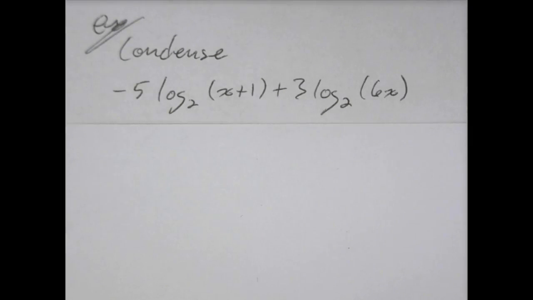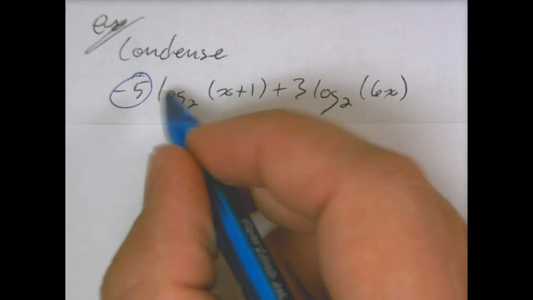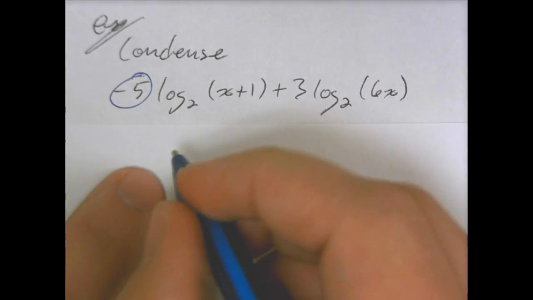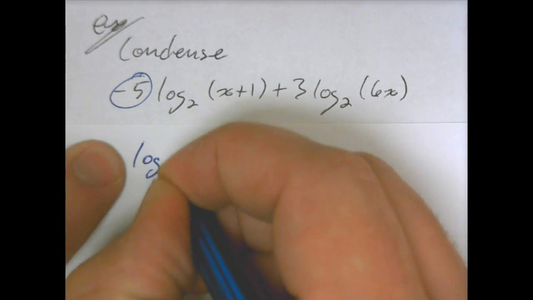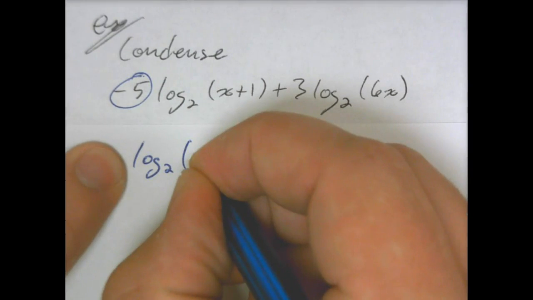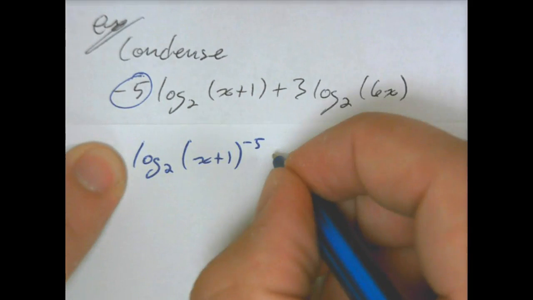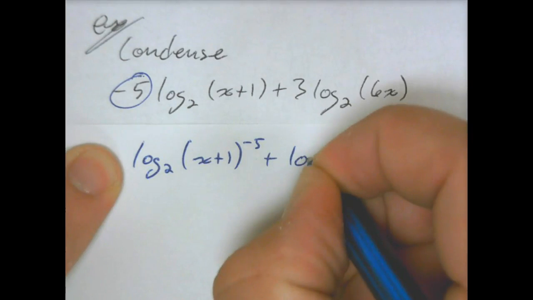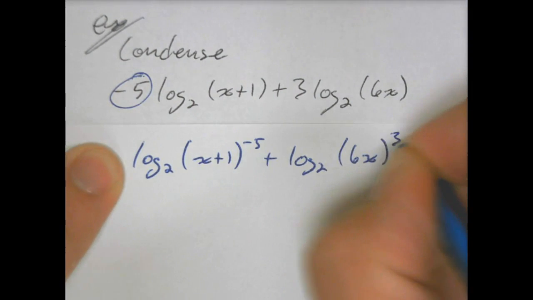So I'm trying to put these all inside of one logarithm term. So with this -5 in front, I know this applies to the exponent. So there's a couple ways to doing this. I'm going to do this the one way first, and I'll show you the other way in just a second. So this is log base 2 of x plus 1 to the -5th. I'll also take this 3 and put it to the power of this one, so log base 2 of 6x to the 3rd.